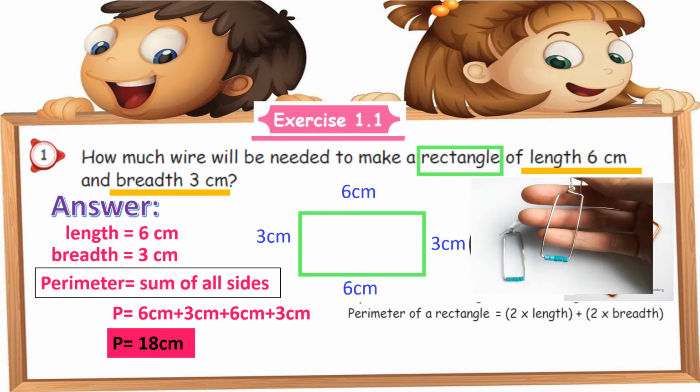So let us work it out with the book formula also. Perimeter of rectangle equal to 2 into length plus 2 into breadth, isn't it? So P equal to 2 into length 6 centimeter plus 2 into breadth 3 centimeter. After multiplying, 2 sixes are 12 centimeter plus 2 threes are 6 centimeter.